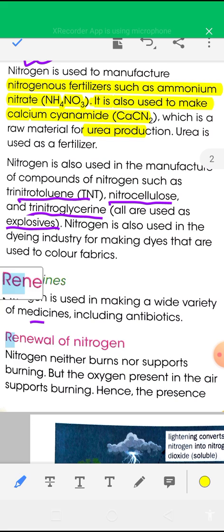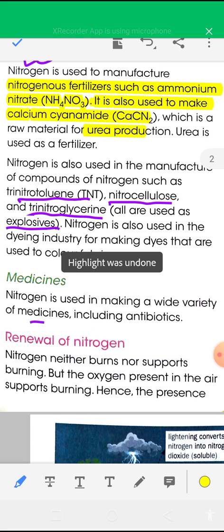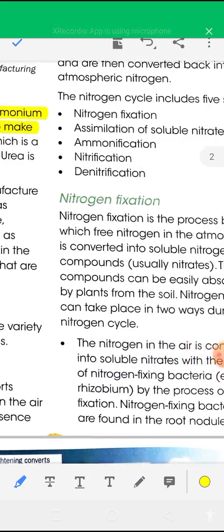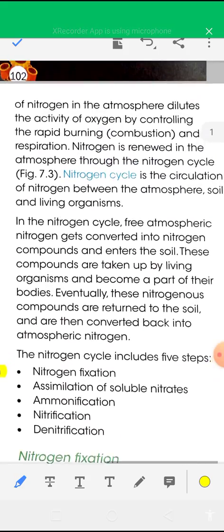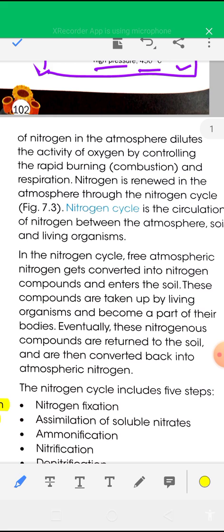Now say renewal of nitrogen. Renewal of nitrogen in the atmosphere. Nitrogen gas is renewed in the atmosphere through the nitrogen cycle.